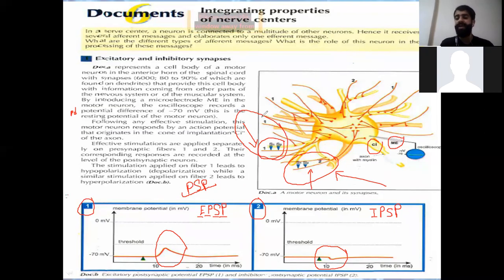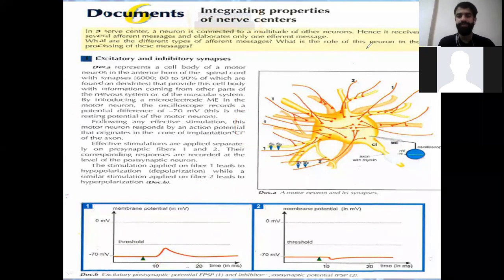So this is known as IPSP, inhibitory post-synaptic potential. While in figure 1, we have EPSP, excitatory post-synaptic potential, since we have hypopolarization, or you can say we have depolarization, and it's an excitatory post-synaptic potential.